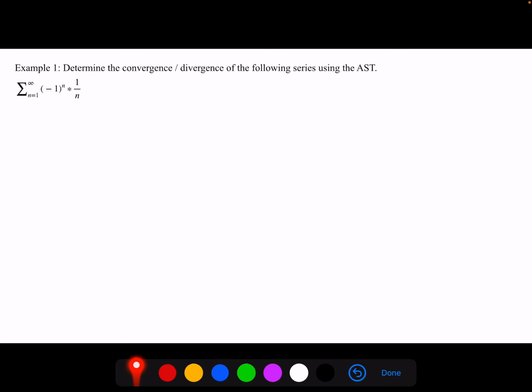So let's look at an example. We want to determine the convergence or divergence of the following series using the alternating series test: the sum from n equals 1 to infinity of negative 1 to the n times 1 over n. The first thing we need to do is look at the limit as n goes to infinity of a sub n, where our a sub n is 1 over n. Since this limit equals 0, we pass the divergence test.